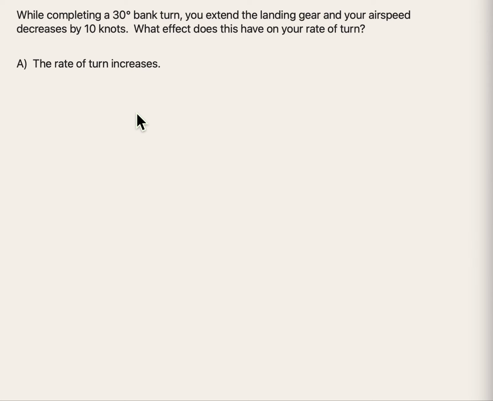The rate of turn is the number of degrees of heading change that an aircraft makes. The rate of turn can be determined by making a constant of 1091, multiplying by the tangent, and so on. Forget all that. Let's just go to the next question.